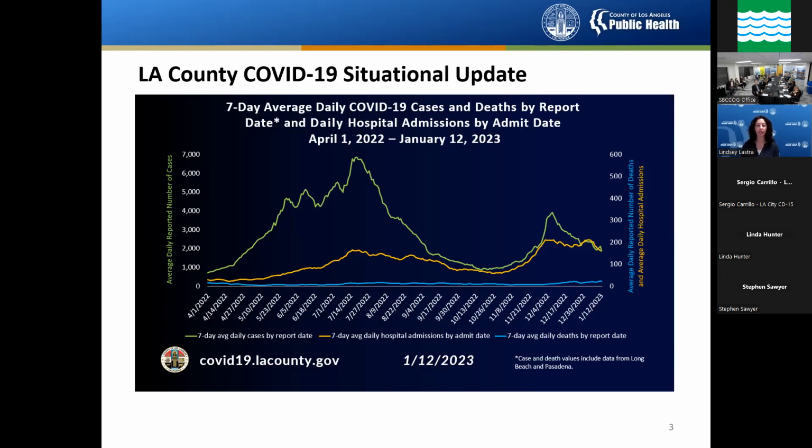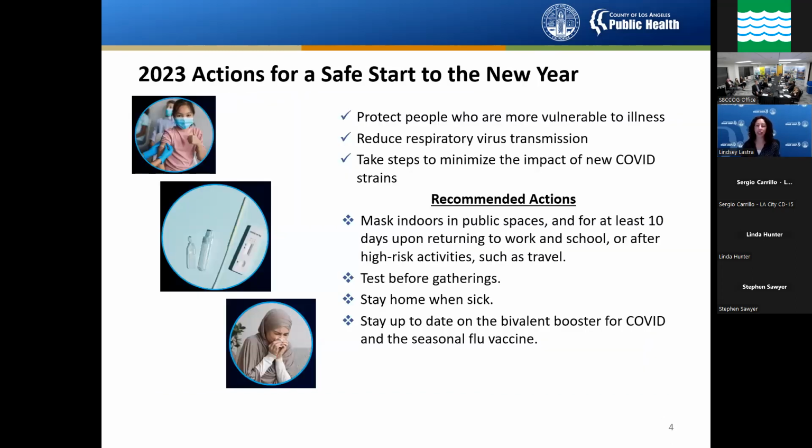Sadly, we still continue to see deaths caused by COVID. And that's the number that we really want to see at zero. But things are looking positive. Okay. As just a reminder, as we start this next year, we wanted to remind folks to continue to protect those who are most vulnerable to illness. We want to make sure that we reduce respiratory virus transmission, and minimize the impact of the new COVID strains.